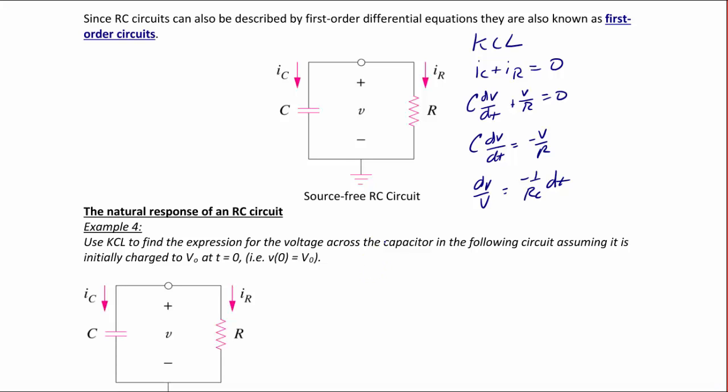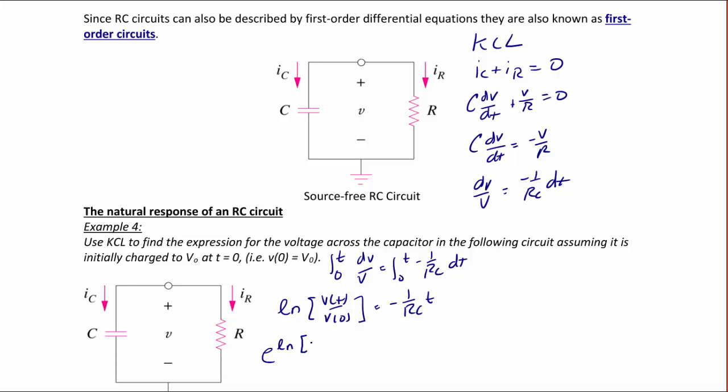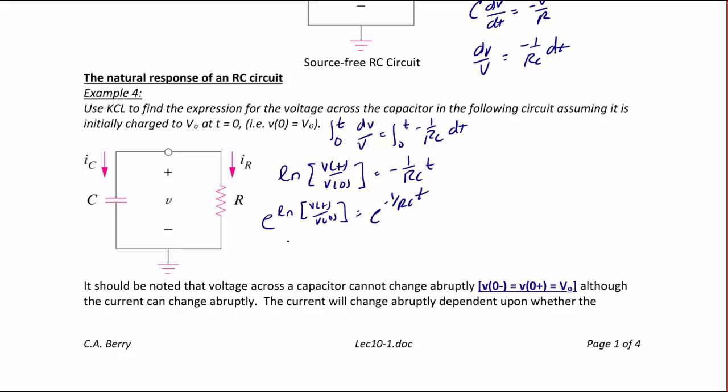So the way to solve this problem is to integrate both sides of the equation from 0 to t. So the integral from 0 to t, dv over v, equals the integral from 0 to t, negative 1 over RC dt. So we have the natural log of v of t over v of 0 equals negative 1 over RC t. In order to get rid of the natural log, we raise both sides of the equation to the e. So we get e to the natural log of v of t over v of 0 equals e to the negative 1 over RC t. So we have v of t over v of 0 equals e to the negative 1 over RC t.